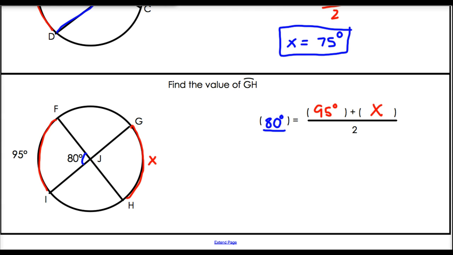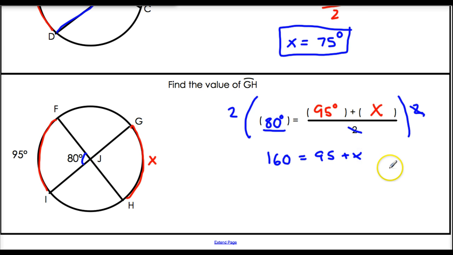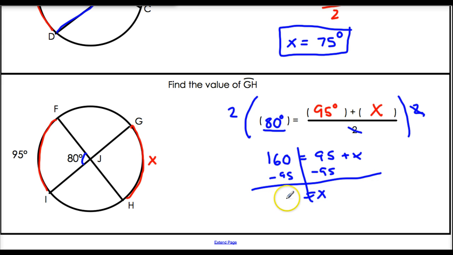So now that I have everything plugged in, how do I solve this? Well, you might remember, and this is from lesson 6.5, I want to get rid of that 2. And to do that, I'm going to multiply both sides by 2. That gets rid of it on this side. Now I get 2 times 80, which is 160, is equal to 95 plus X. I'm going to subtract 95 from both sides. And I get X is equal to 65 degrees, which happens to be GH. So GH is just 65 degrees.